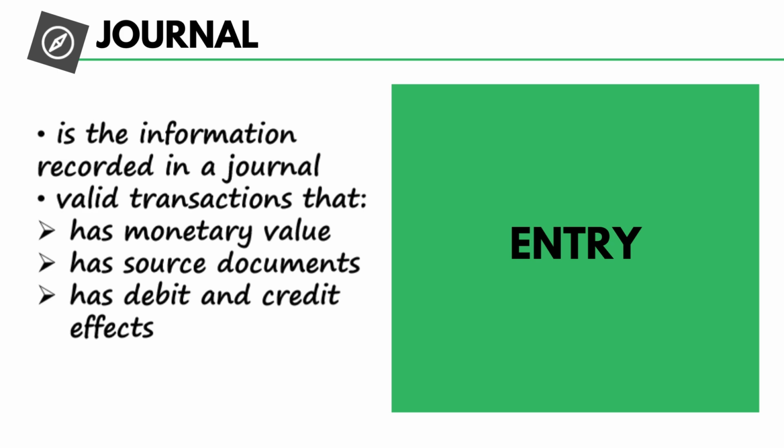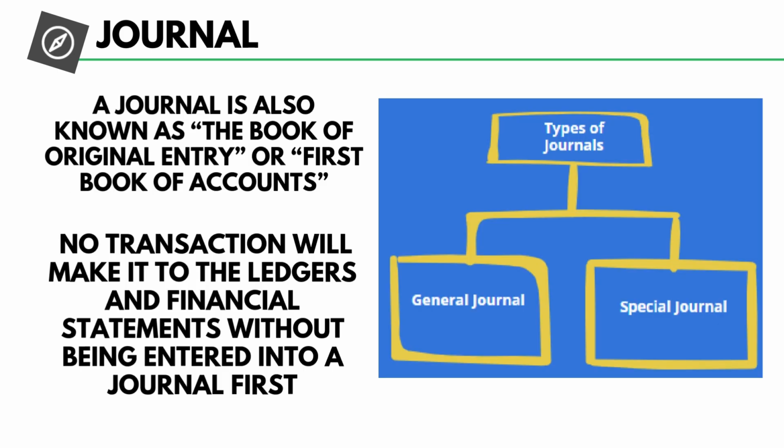A record in the journal is called a journal entry. Transactions are considered valid when they have monetary value, are supported by source documents, and have debit and credit effects. Again, a journal is also known as the book of original entry or first book of accounts. No transaction will make it to the ledgers and financial statements without being entered into a journal first.